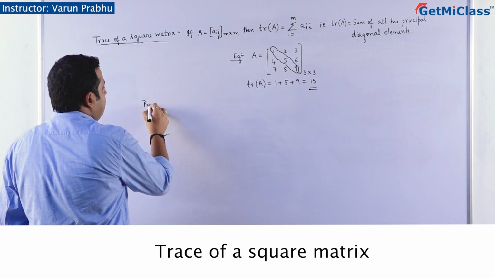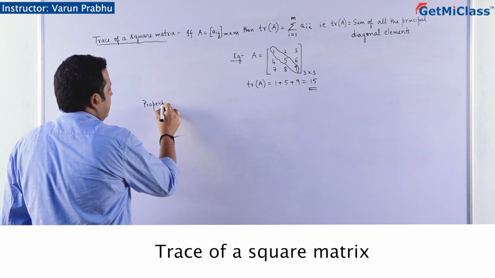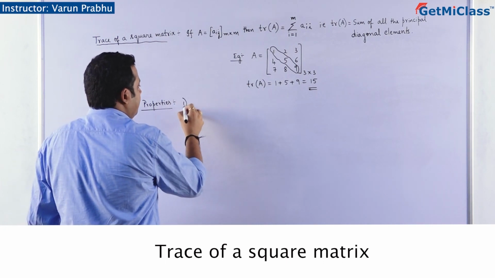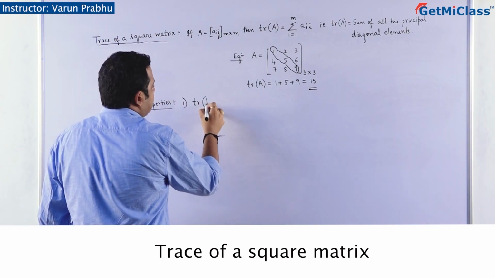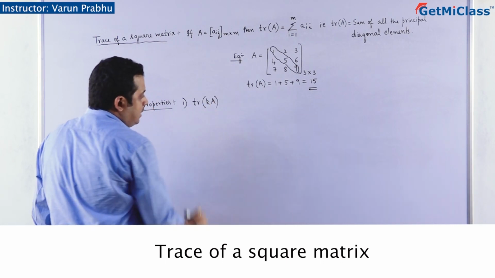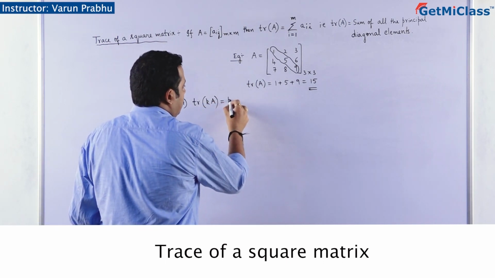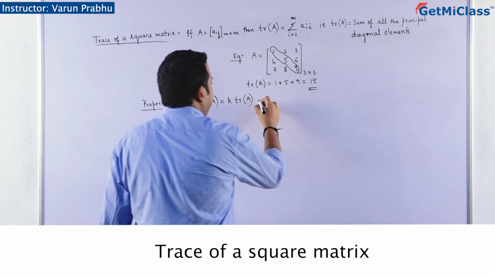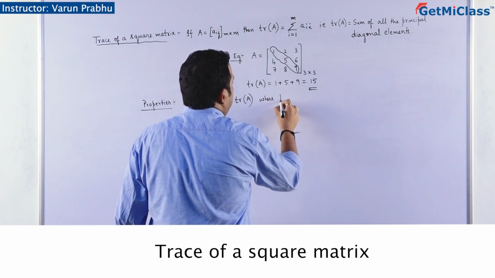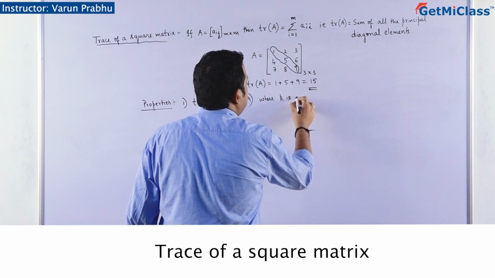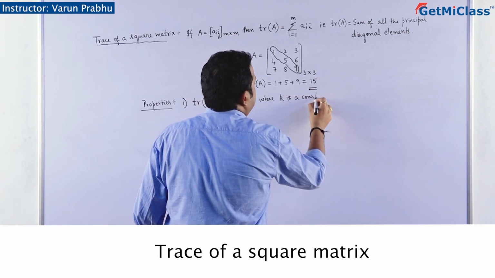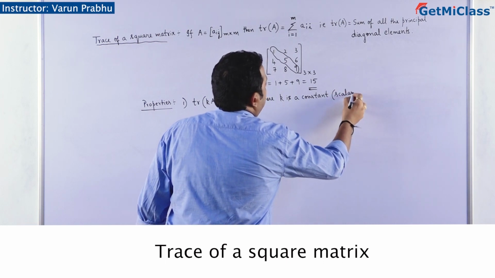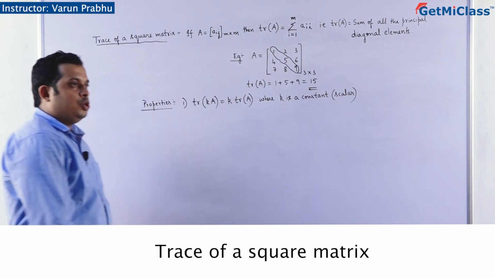Similarly, there are some properties of the trace of a matrix. Is it okay? Properties of the trace of a matrix. First one, trace of the matrix K times A, where K is a scalar, is equal to K times trace of A. K is a scalar or a constant. Is it okay? We know that in maths, anything with the word scalar refers to a constant.